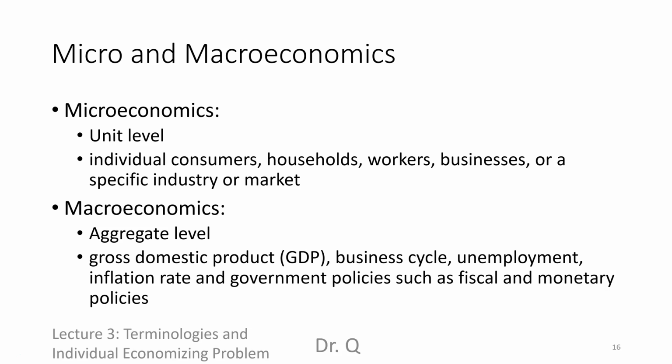Now, we finished covering how economists develop principles and models. Economists actually do this at two levels. One is microeconomics, the other is macroeconomics. Micro refers to something small. In economics, it studies the behaviors of individual consumers, households, workers, businesses, or a specific industry or market. Microeconomics examines the decision-making procedure at the economic unit level.